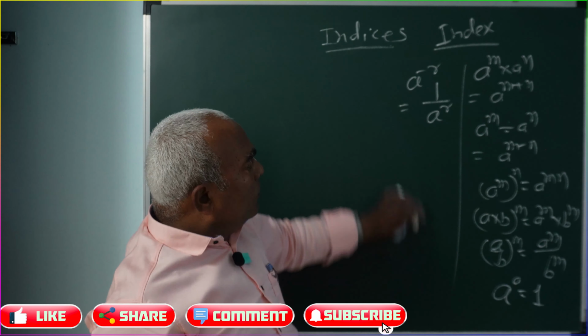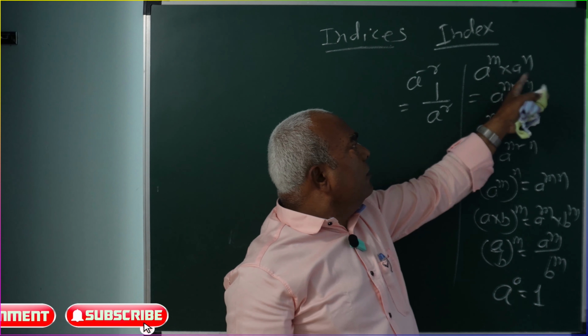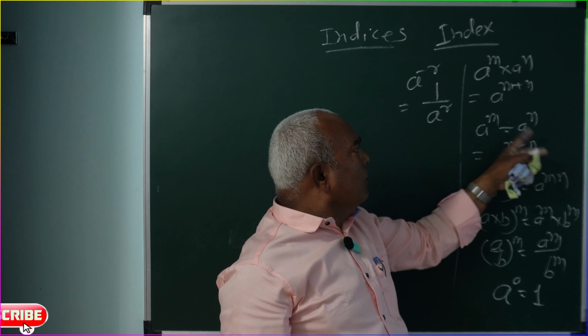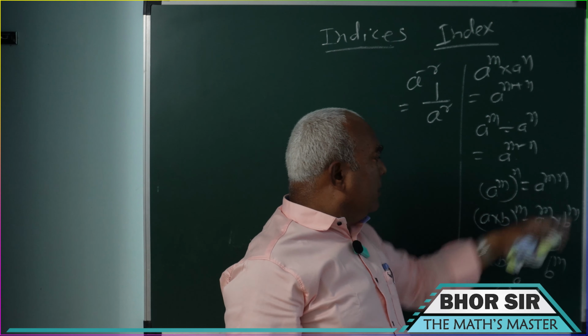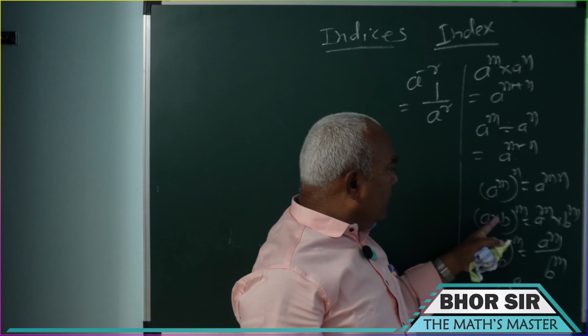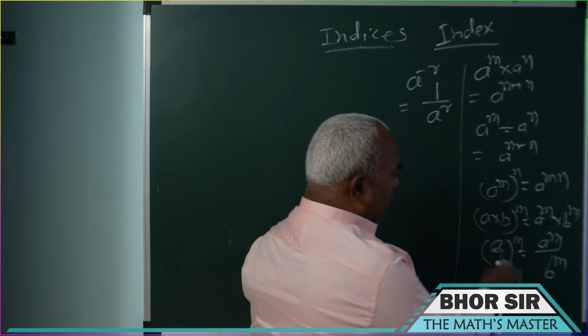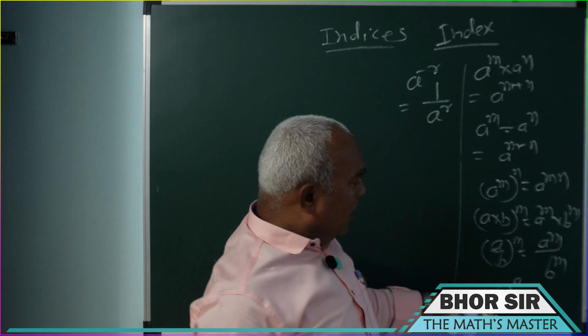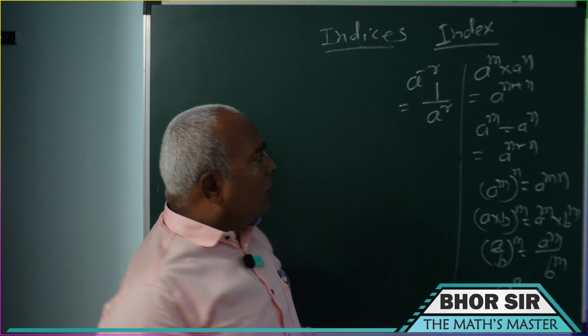Okay. This way there are the rules of indices. See here. If the base is the same and we multiply, we should do addition. If the base is the same and we divide, we should do subtraction. If there are indices on indices, do multiplication. If there are many terms, then for multiplication give the same index separately to all those terms. This way for division also. Anything raised to 0 comes 1 and a raised to minus r becomes 1 upon a^r.